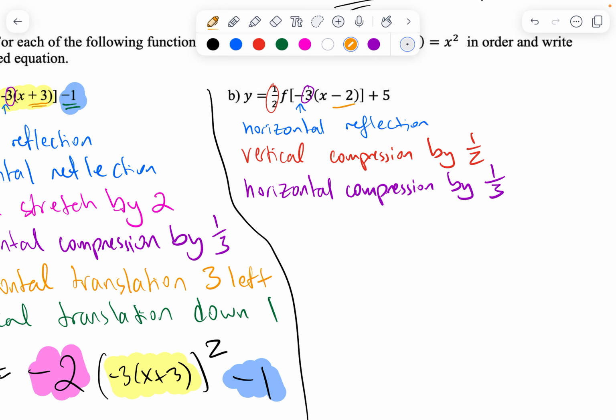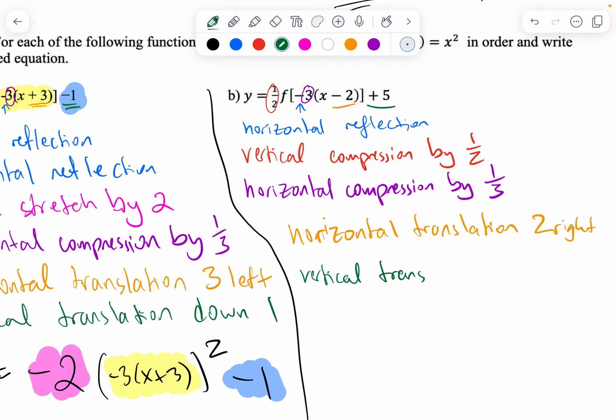Okay? Minus 2, so that means it's a horizontal translation. 2 to the right, because it's opposite. And then finally, vertical translation up 5.